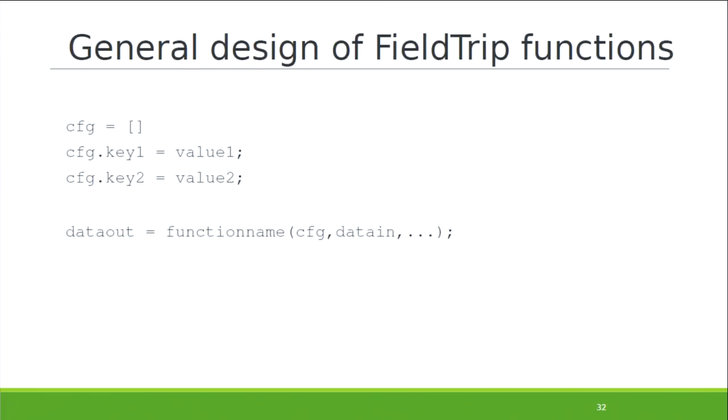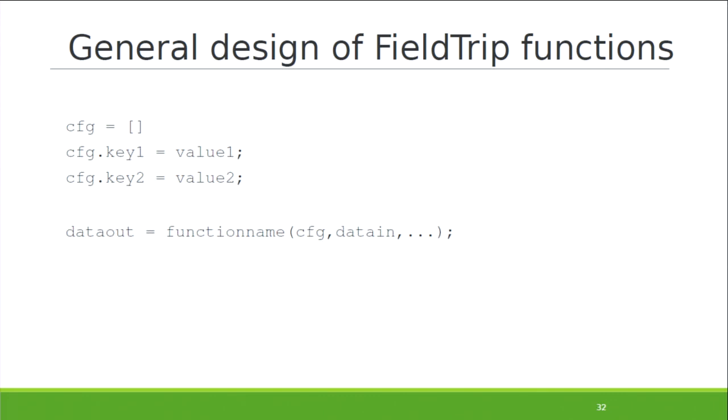Now, I hope you're all familiar with MATLAB. So this is what a general FieldTrip function looks like. You usually have this configuration structure, which you first set empty just to ensure that it's not already set in some earlier function. Then you pass these key-value pairs in the way you can see here, just with cfg.key1 equals value1 and so on. This really depends on the function that you have. And then you call the function with this configuration struct, some data input and some optional additional parameters.